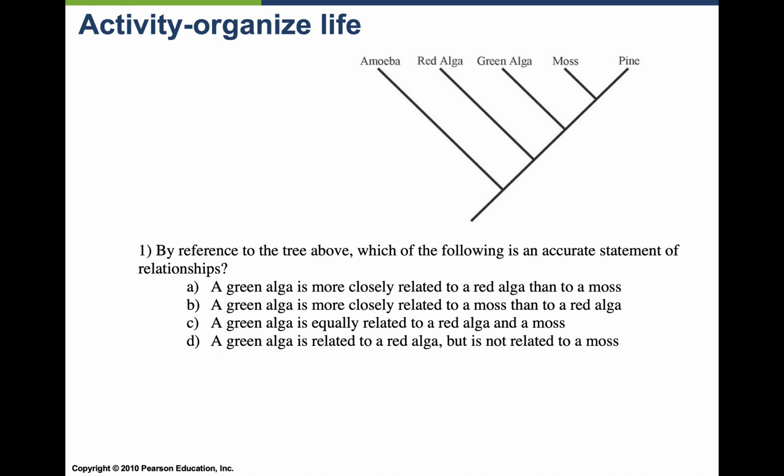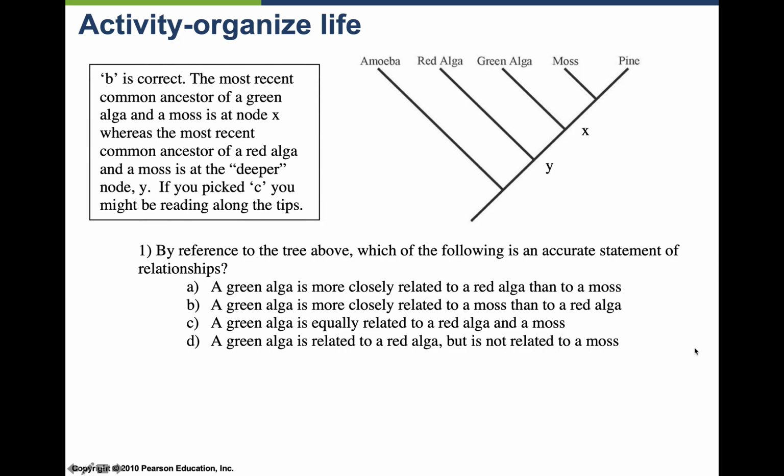So here, let's give this a shot. By reference to the above tree, which of the following is an accurate statement of relationship? I want you to hit the pause button and try to work this out on your own. Okay, so here we go. A: A green alga is more closely related to a red alga than to a moss. B: A green alga is more closely related to a moss than to a red alga. C: A green alga is equally related to a red alga and a moss. D: A green alga is related to red alga, but it is not related to a moss.